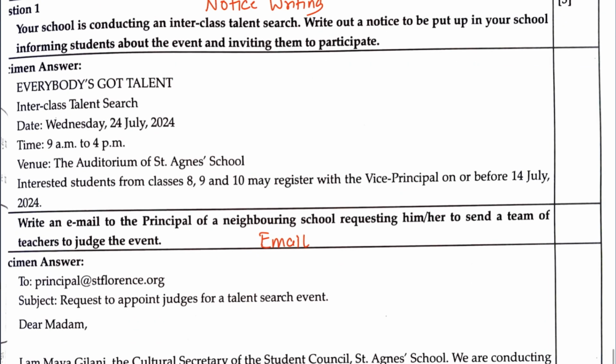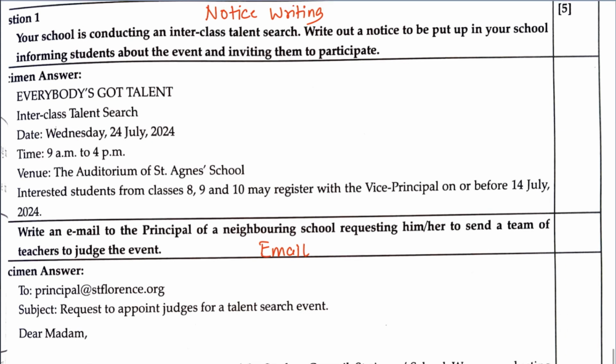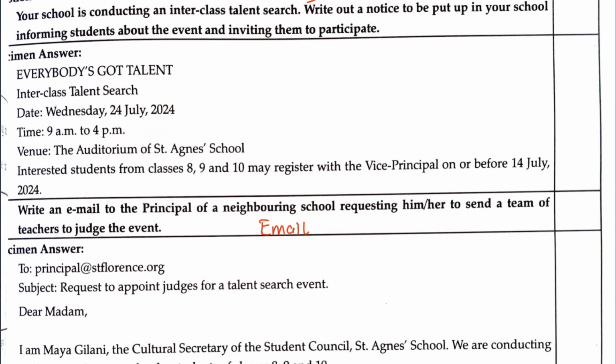Let's have a look at this example of notice writing. Your school is conducting an inter-class talent search. Write out a notice to be put up in your school informing students about the event and inviting them to participate. So this is your heading. Everybody's got talent, right? Interclass talent search. Then you'll be writing the date. This is the time. Then you have to mention the venue, the place where you are organizing this event. Then this is the notice.